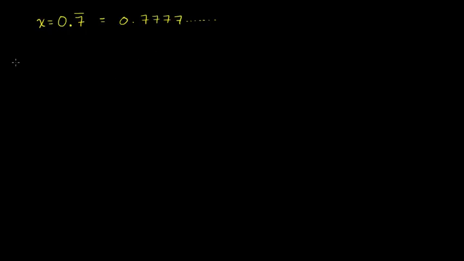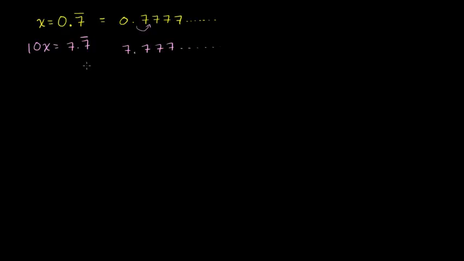Now what would 10x be? Well, let's think about this. 10x would just be 10 times this. So we could even think of it right over here. If we multiplied this times 10, you'd be moving the decimal 1 over to the right. It would be 7.777, on and on and on and on forever. Or you could say it is 7.7 repeating.